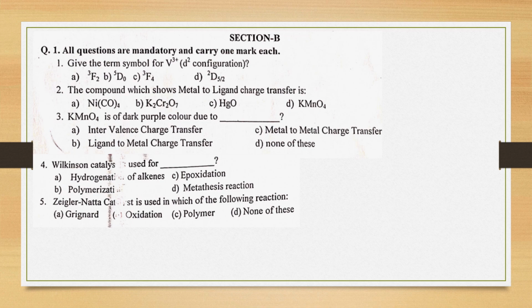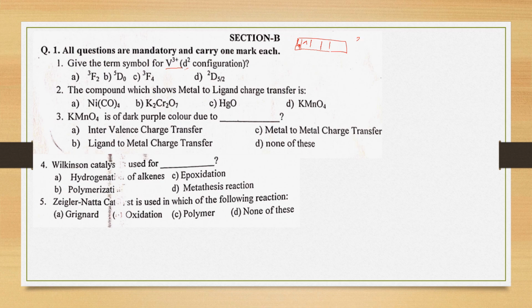Now this is the section B. Give the term symbol for V3 configuration. V3 configuration means d2 configuration. A very simple method to do this is that first we draw the orbitals and fill the electrons. So there are two electrons.